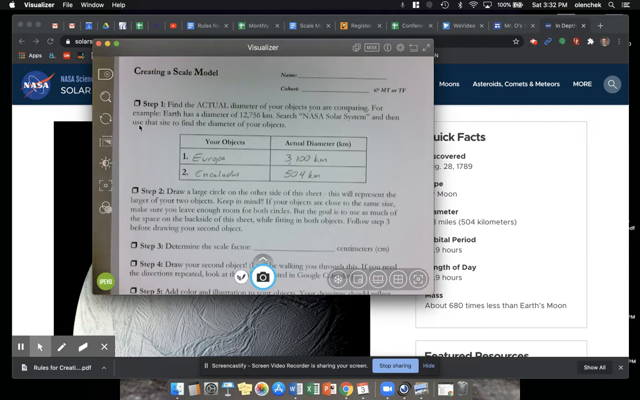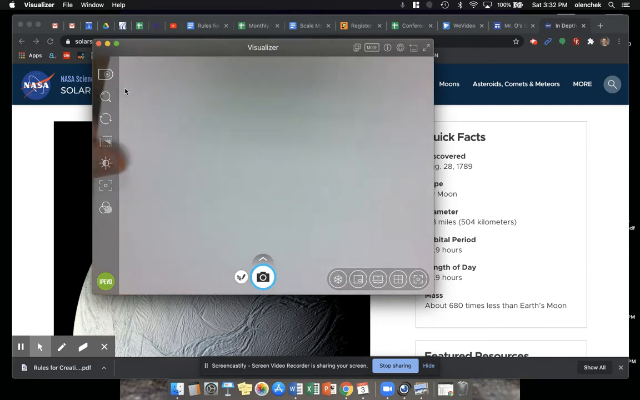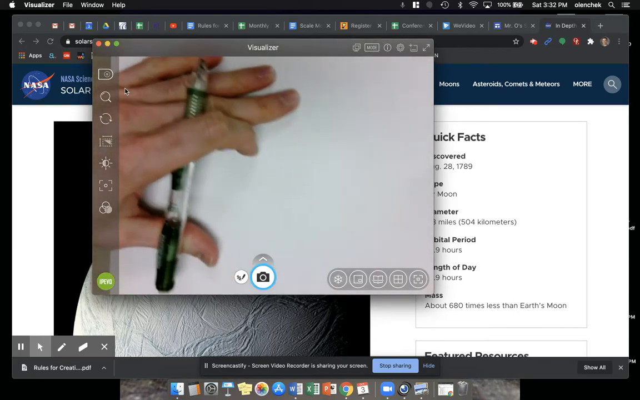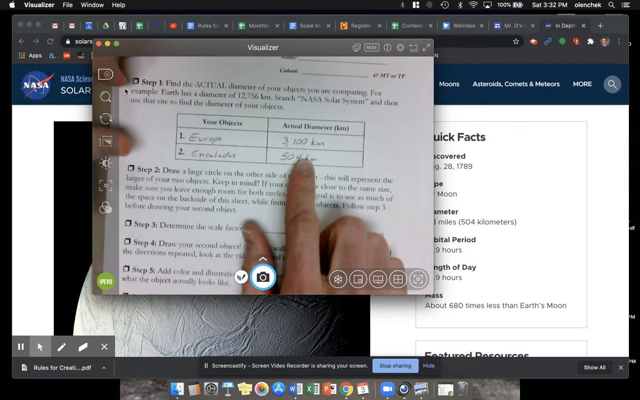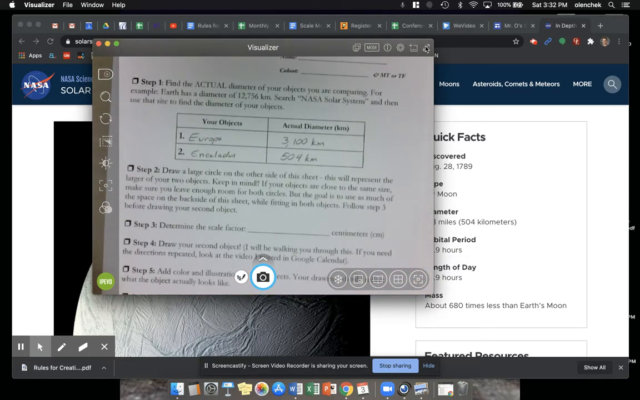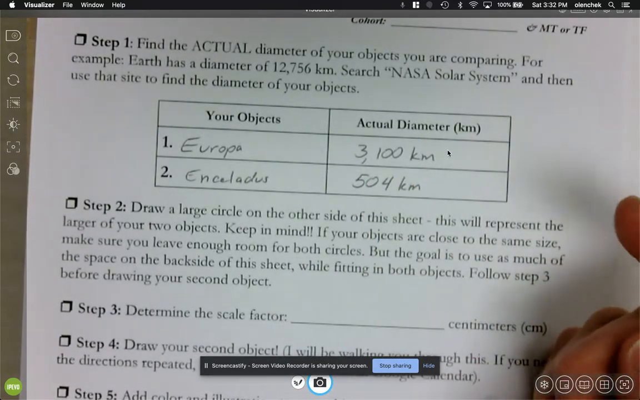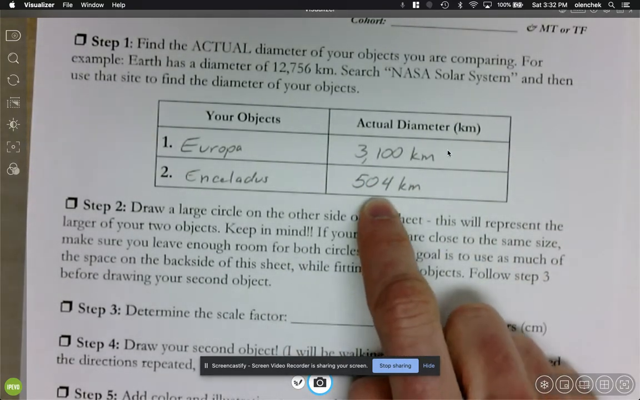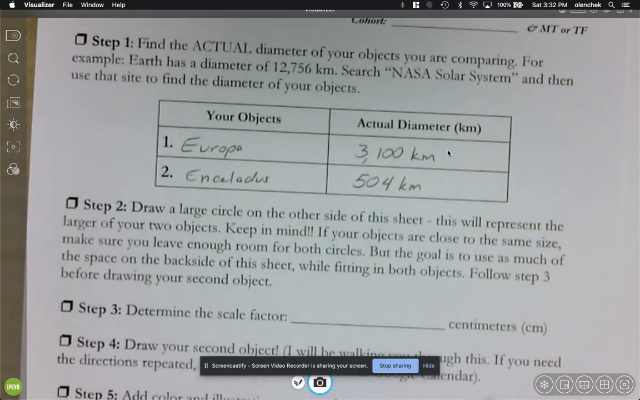Now, the next step, on the back side of this sheet, is where I want you to draw your scaled drawings of those objects. The larger of the two objects, in this case Europa, is going to be represented by my biggest circle, clearly. Enceladus is going to be the smaller one. Now, if you have two objects that are roughly the same size or very close, like Earth and Venus, Earth is a little bit bigger than Venus.